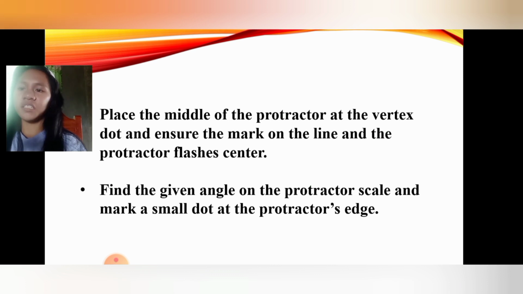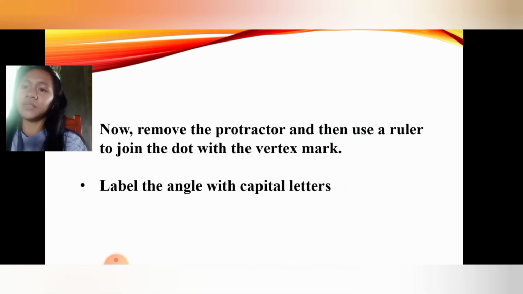Next, place the metal of the protractor at the vertex dot and ensure the mark on the line and the protractor center are flush. Find the given angle on the protractor scale and mark a small dot at the protractor's edge. Now remove the protractor and use a ruler to join the dot with the vertex mark. Label the angle with capital letters.